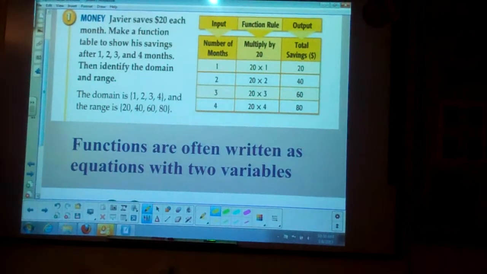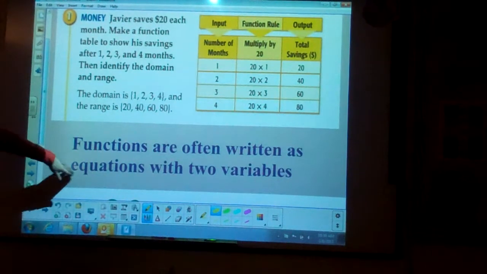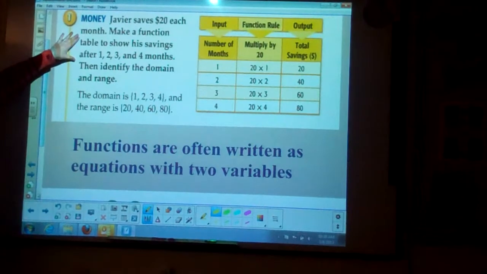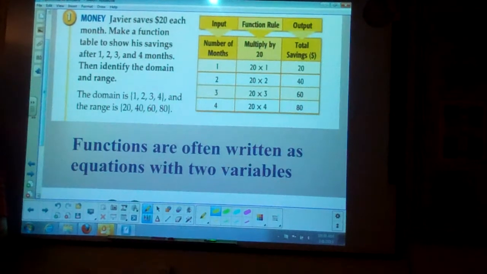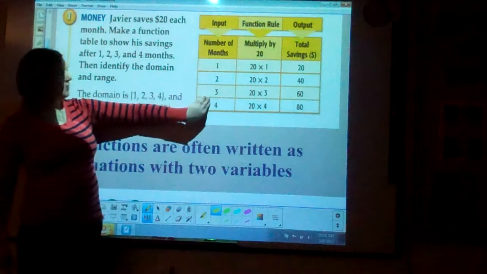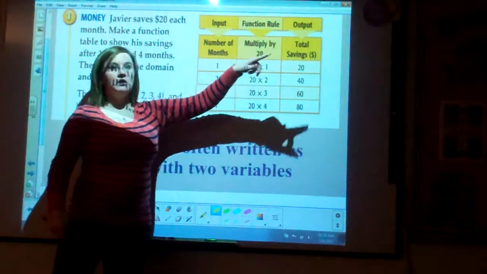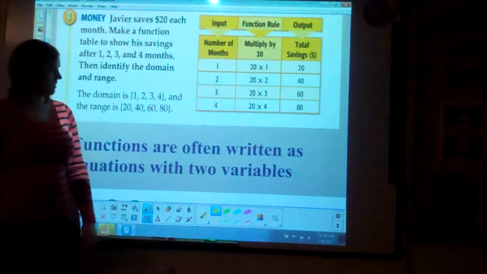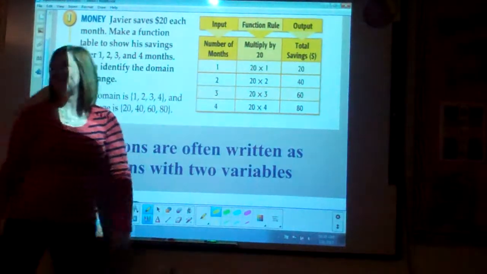When we write our functions, and you don't have to write this down, this is just an FYI, functions are often written as equations with two variables. So it says that Javier saves $20 each month. This function table shows his savings after 1, 2, 3, and 4 months. So the input is the number of months. 1 month, he saves $20. At 2 months, 2 times 20, he has $40. 3 months, 3 times 20 is 60. 4 months, 4 times 20 is 80.